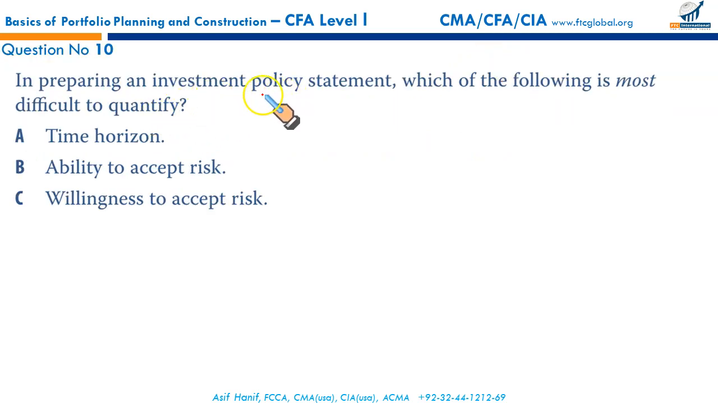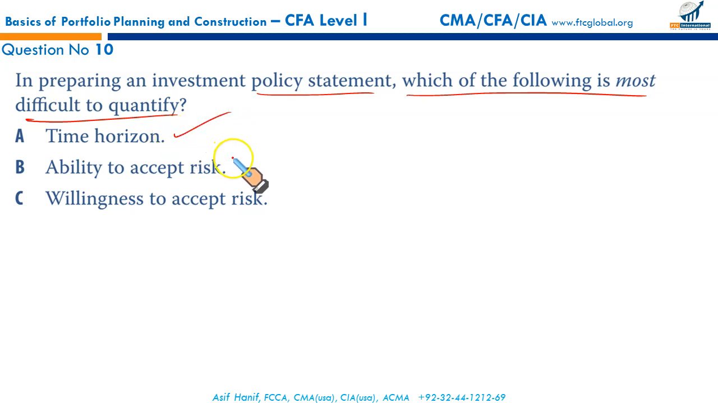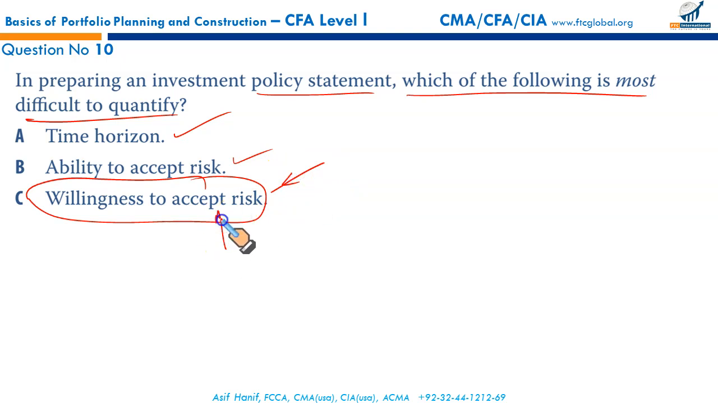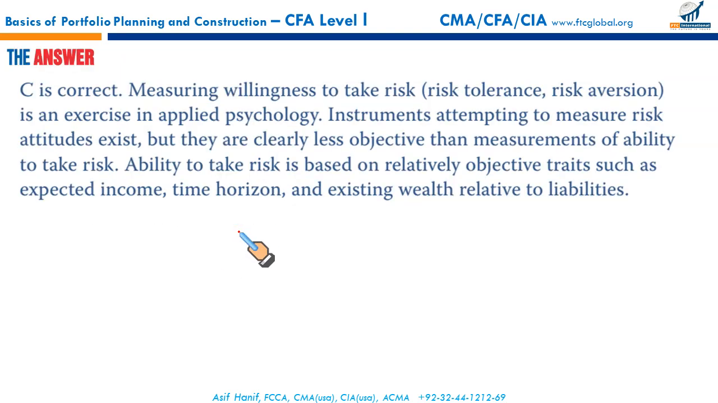In preparing an investment policy statement, which of the following is most difficult to quantify? Time horizon is pretty straightforward. Ability to accept risk, but willingness to accept risk, this is something hard. It's quite subjective. Ability to accept risk can be assessed through expected income, time horizon, existing wealth relative to liabilities, but willingness, how willing the client is to take risk, this is hard to quantify, and hence the right answer.